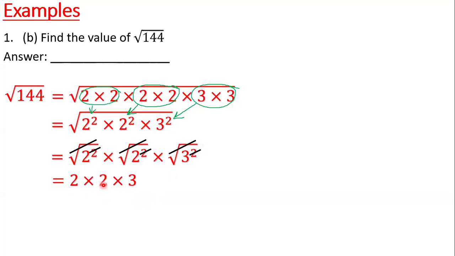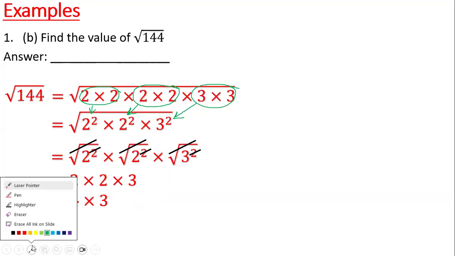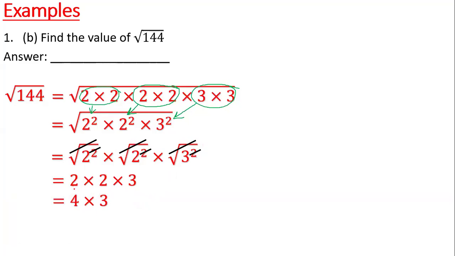And what is 2 times 2 times 3? That's 12. 2 times 2 is 4, and 4 times 3 is 12. And so in the end, we got that the square root of 144 is 12. And guess what? We did not use the chart. We actually calculated it and found that it is 12.